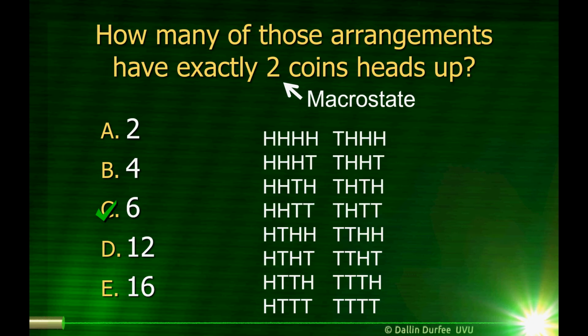Well, I can write down all the microstates, and I can count them, and I say, oh, there's 6 of them that have exactly 2 heads. That can get really tedious as the number of coins goes up. It gets really tedious really fast. So is there another way I could figure out how many microstates correspond to the macrostate of 2 coins heads up?